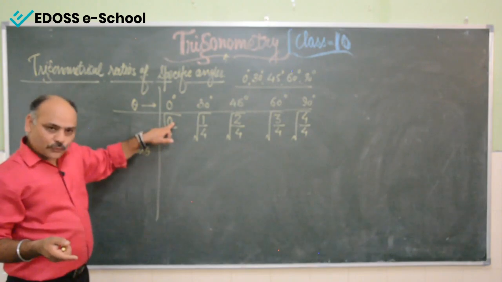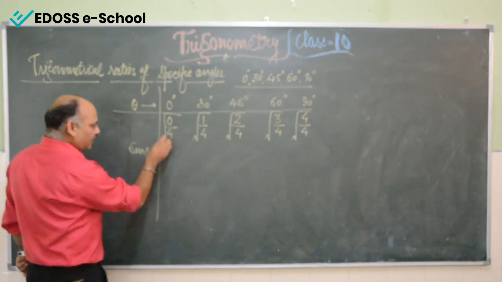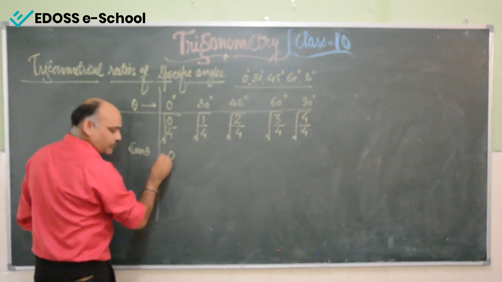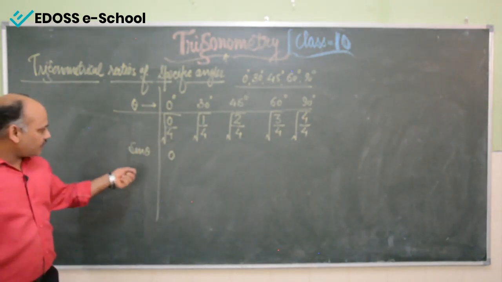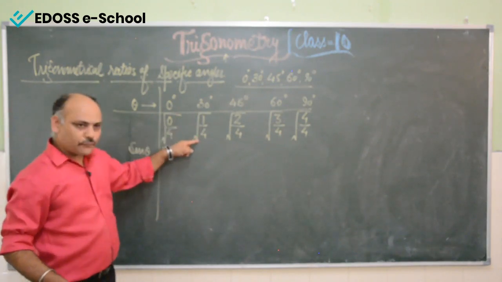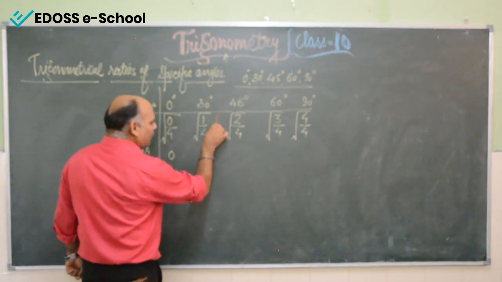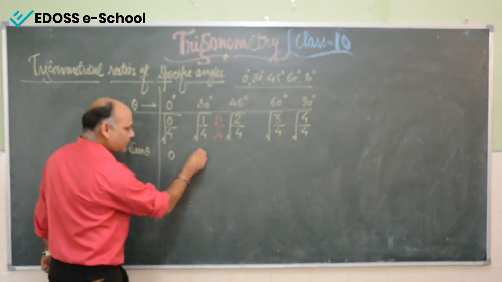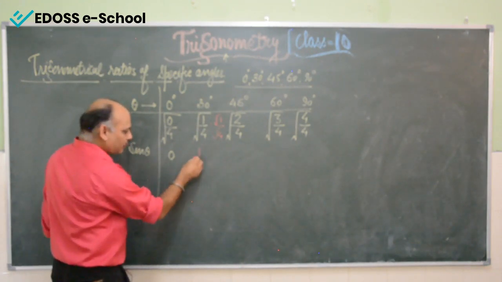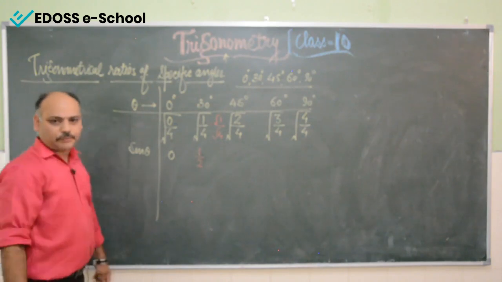When 0 is divided by any number, you get 0, so sine 0 will be equal to 0. Now the second case, this is 1 upon 4. This 1 upon root 4 can be written as square root of 1 upon square root of 4. The square root of 1 is equal to 1, and the square root of 4 is equal to 2. That means sine 30 will be equal to 1 by 2.